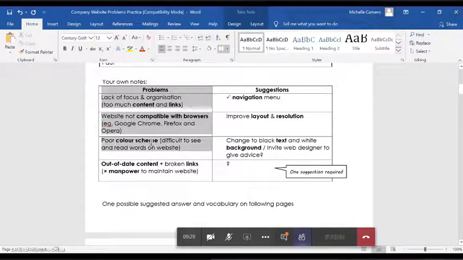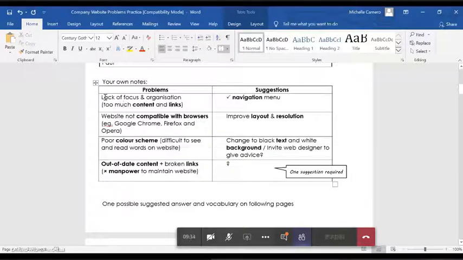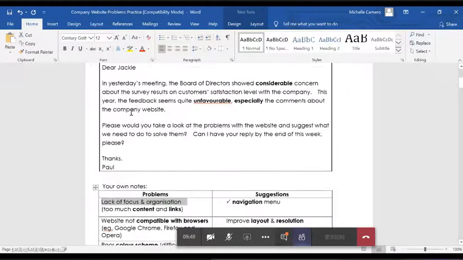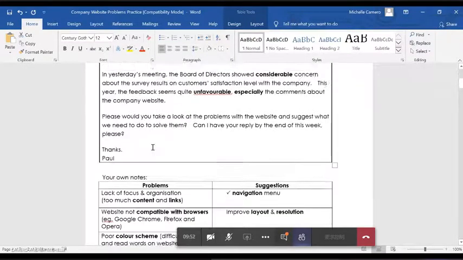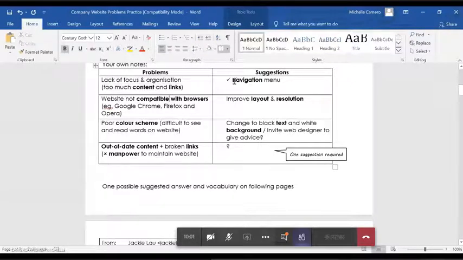So on this side, we've got the problems, and there's actually two pieces of information. There's the problem, which is the top piece of information, and then the second piece of information in the brackets, this is more information about the problem, okay? So the first problem is lack of focus and organization with the website, because remember, the problems are with the company website. Okay, so we've got lack of focus and organization. Why? What's more information about that? There's too much content and too many links. Okay, what should we do? How should we solve this? We should have some sort of navigation menu.